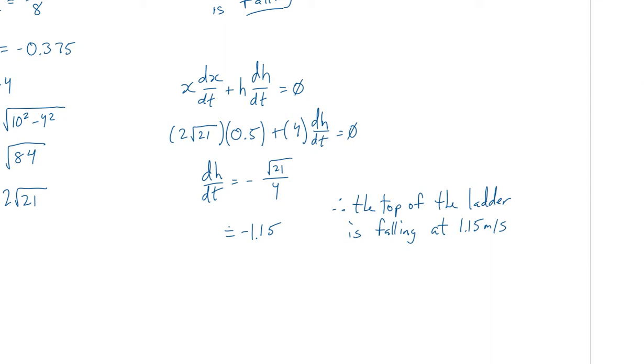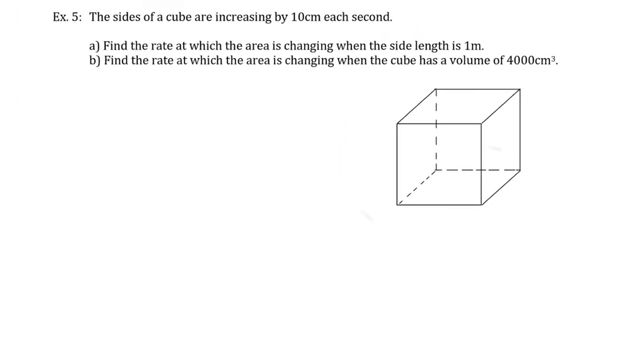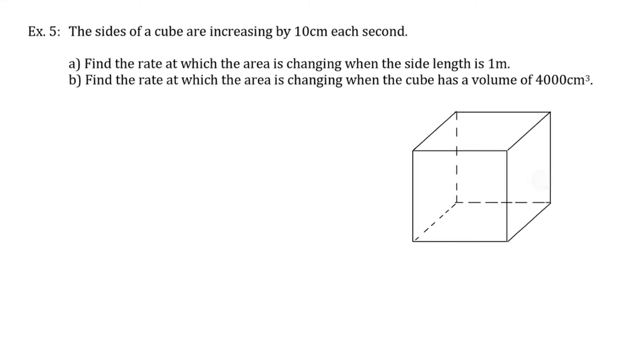One final example. Sides of a cube are increasing by 10 centimeters each second. So again, this one's in terms of time. So sides of a cube are increasing. So I'm going to call the side S. And that's telling me ds by dt is, they're increasing, so positive 10 centimeters per second.